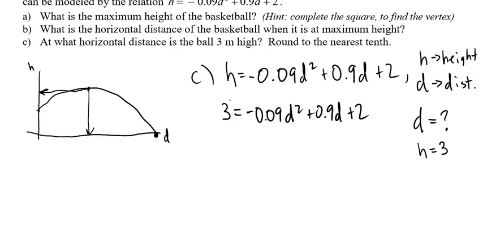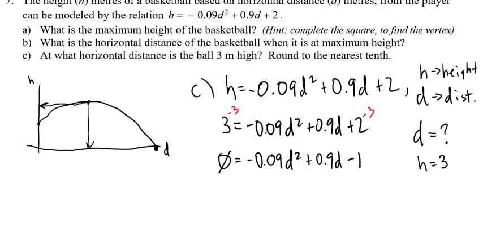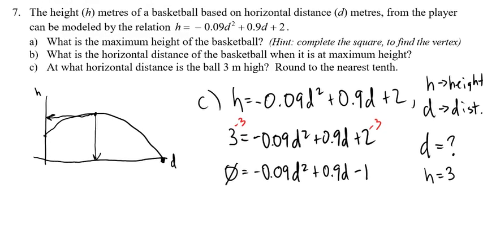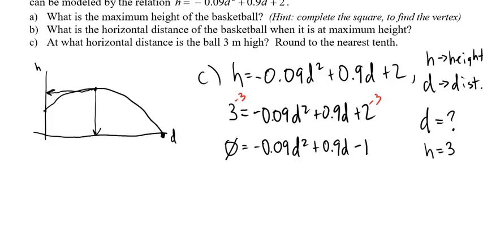So I am going to subtract 3 from both sides. And I get 0 on this side, which is what we want. And I get negative 0.09 d squared plus 0.9 d minus 1. Now I'm looking at this and I'm thinking it sure doesn't look like it's easily factorable. No reason to think that it would be factorable, even just looking at the question from the beginning. It's got all these decimals and it's a basketball. Why would it be a nice round answer at 3 meters high? I mean, could work out that way, and looking at this, it really doesn't look like it's going to factor.